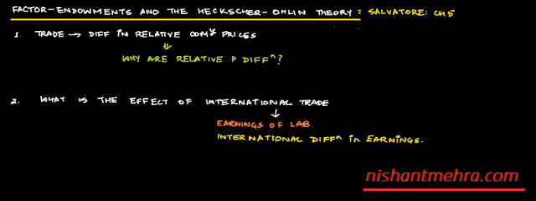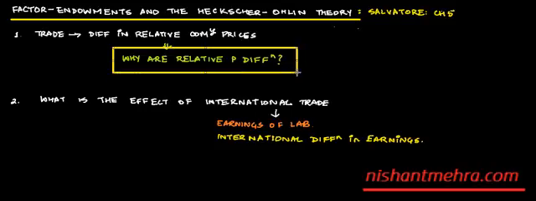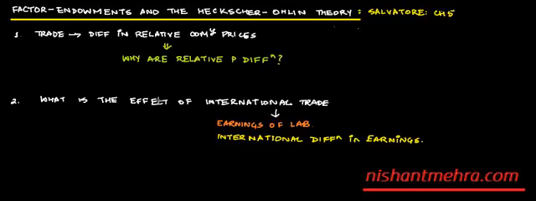We have already seen what the basis for trade is, and we have seen in our earlier recordings that particularly it was because of difference in the relative commodity prices. Now what we're going to see is why there is a difference in relative commodity prices. So this is what we're going to discuss in this particular recording, why relative price is different, right?